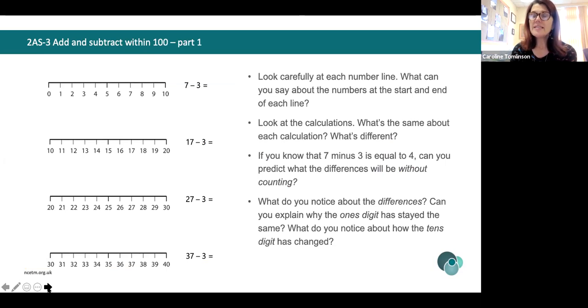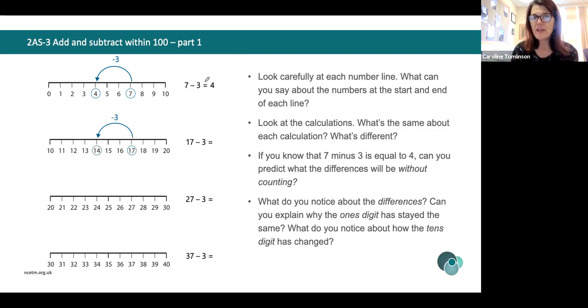Now, when we're looking at subtraction, we start off with the number line, as you can see here, and we've got our 7, and we're going to subtract 3 to equal 4. What we want the children to be able to do is to experience the fluency and to be able to generalise. So now my number isn't 7, but it's 17. So when I'm subtracting 3 from 17, the answer is 14. So the calculation is staying similar.